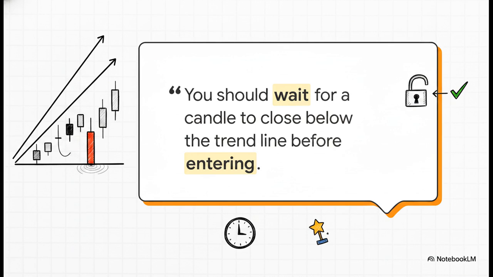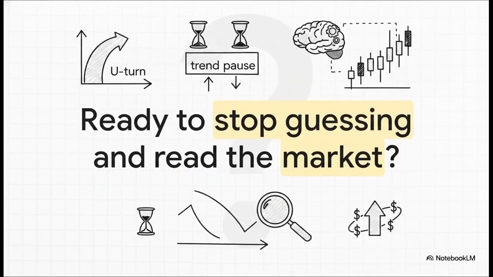The absolute keyword there is close, not just poke its head below the line and pull back, but finish its time period and actually physically close below the line. Trust me, this patience, that is the difference between an amateur and a pro in technical analysis. And honestly, that is the secret to translating chart chaos into structured opportunity.